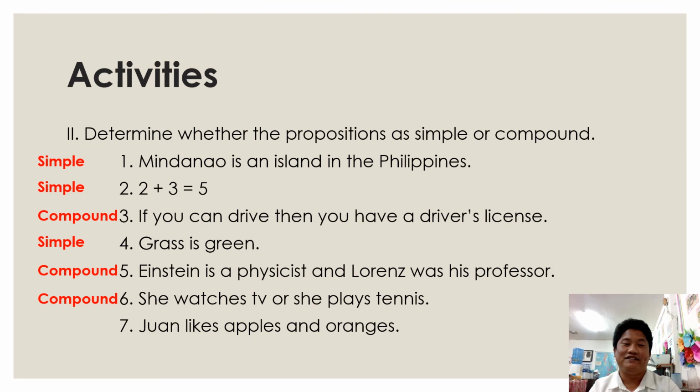Next, let's have 7. Juan likes apples and oranges. Simple or compound? The answer is simple. Juan likes both apples and oranges, just one idea.